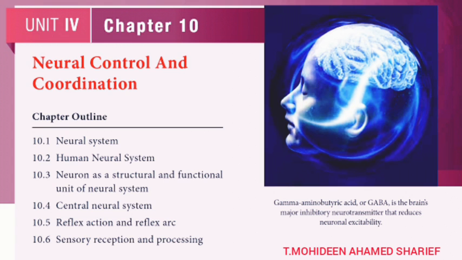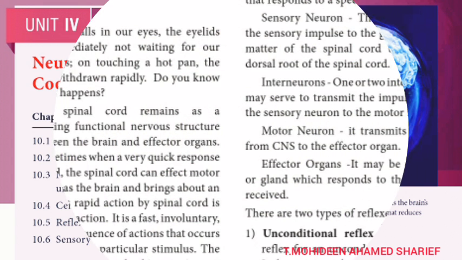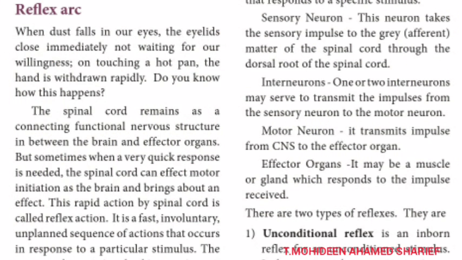This rapid action by the spinal cord is called reflex action, and it is a fast, involuntary, unplanned sequence of actions that occurs in response to a particular stimulus. The nervous elements involved in carrying out this reflex action constitute a reflex arc, or in other words, the pathway followed by a nerve impulse to produce a reflex action is called a reflex arc.